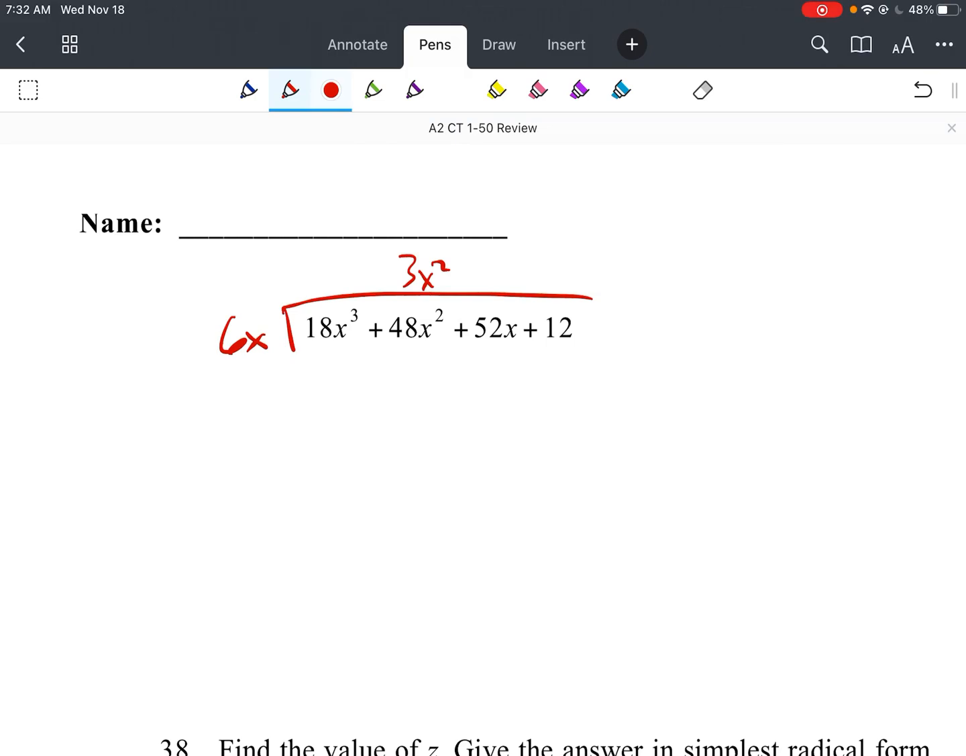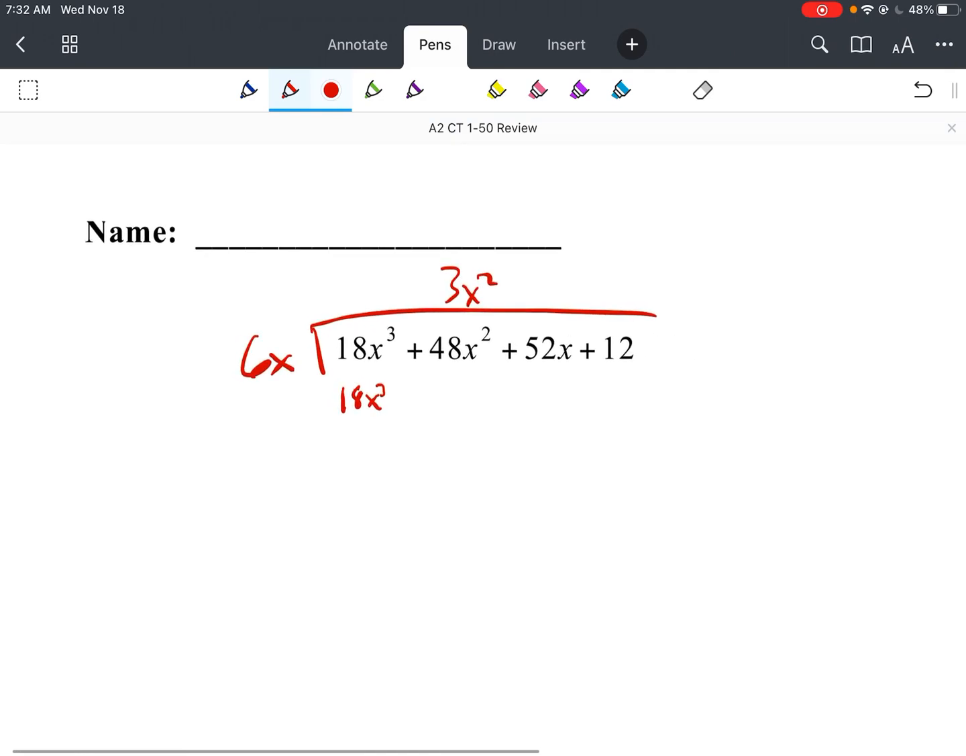You write it down. This is going to be 3 times... yeah. So this is 18x cubed, and 3 times 6. It almost worked out, but it doesn't work out. So this would be 18. Actually, there's no other term to multiply by, so it's just this. Okay. Then you bring this down. This is 48x squared, and so this would be plus 8x, and 8x times 6x is 48x squared.